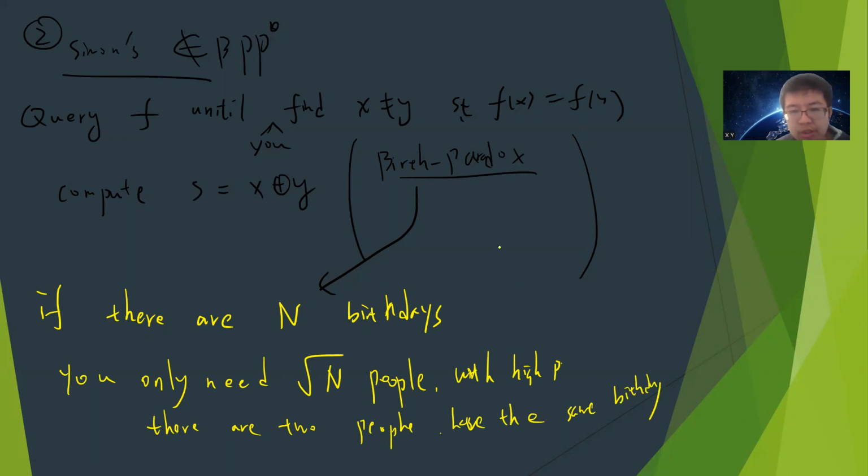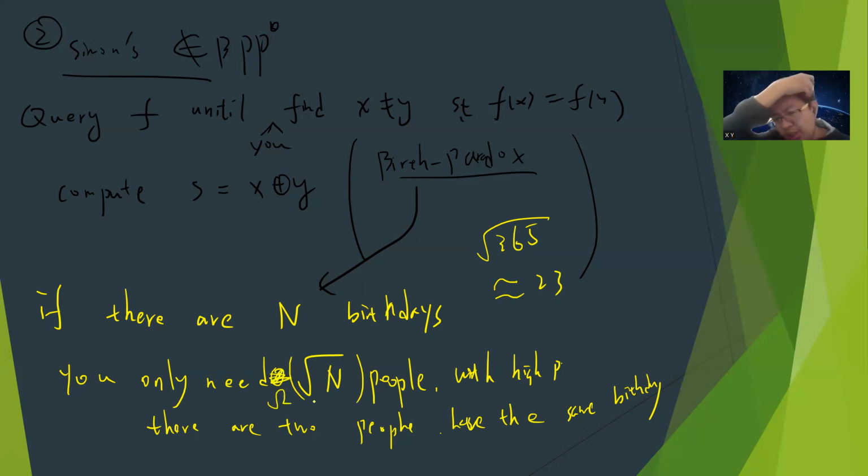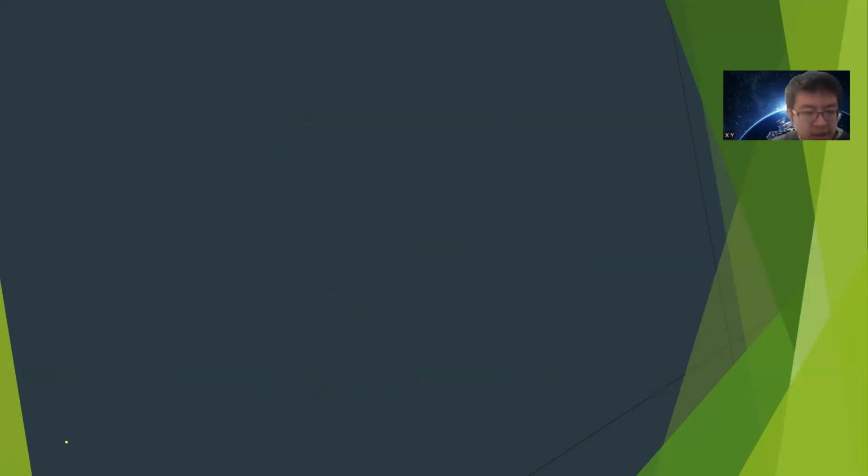For example, with 365 birthdays and a square root, if you have 23 people, it's not exactly 23, but what I'm saying is that you can prove you just need on the order of square root of n people, it should be omega. You only need a square root of n people to already have a constant probability, and this is the best. Let me quickly give the proof.